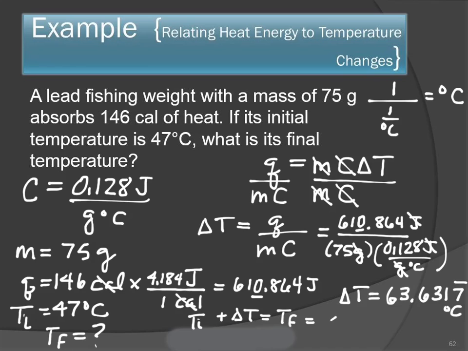So the initial temperature was 47 plus the change of 63.6317. 47 plus 63.6317. The final temperature is 83.6317.